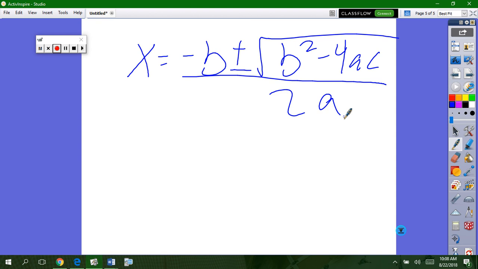Okay. 1, 2, 3. X equals negative b plus or minus square root of b squared minus 4ac all over 2a. Don't be embarrassed, people.